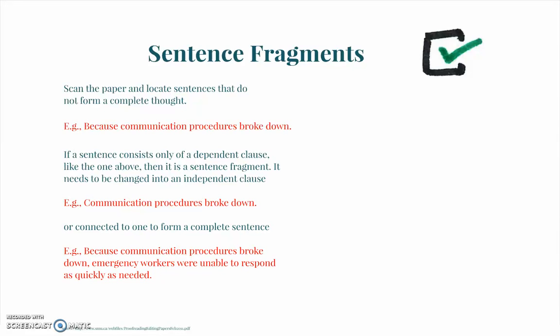Sentence fragments. Scan the paper and locate sentences that do not form a complete thought. For example, because communication procedures broke down. If a sentence consists of only a dependent clause, like the one above, then it is a sentence fragment. It needs to be changed into an independent clause, such as communication procedures broke down, or connected to one to form a complete sentence, such as because communication procedures broke down, emergency workers were unable to respond as quickly as needed.